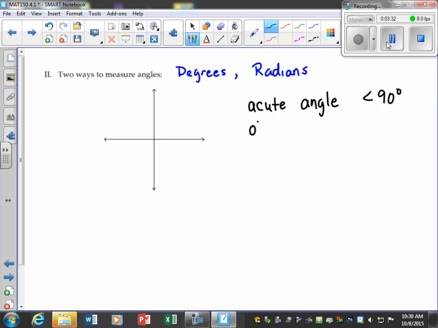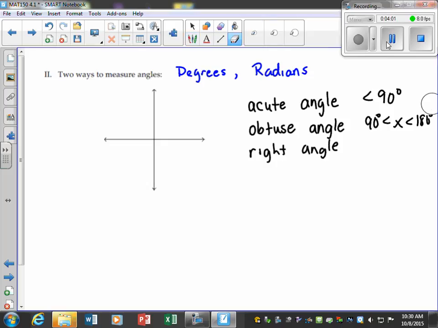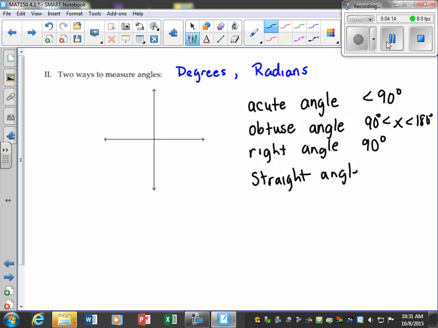Okay, and then if I have an obtuse angle, it's going to be what? Well, it's going to be greater than 90 but less than 180. Actually, let me put the degrees in there. Greater than 90 but less than 180. Let's recall what a right angle is. A right angle is going to be just 90 degrees, and then our last one is a straight angle, which is what? 180, right?